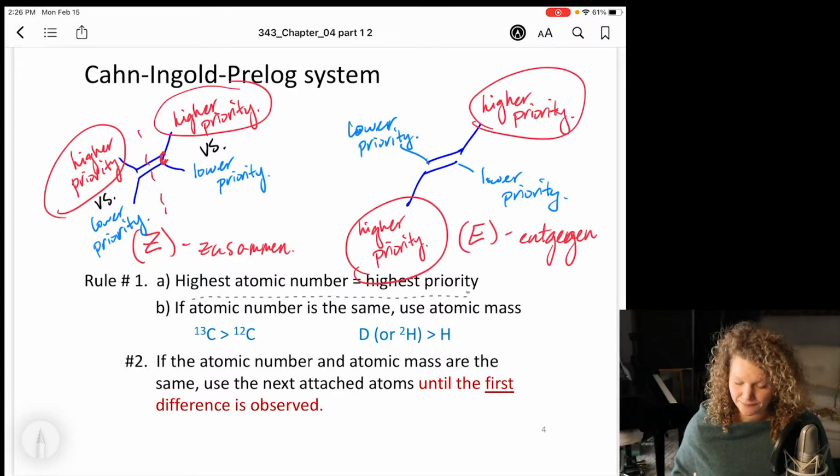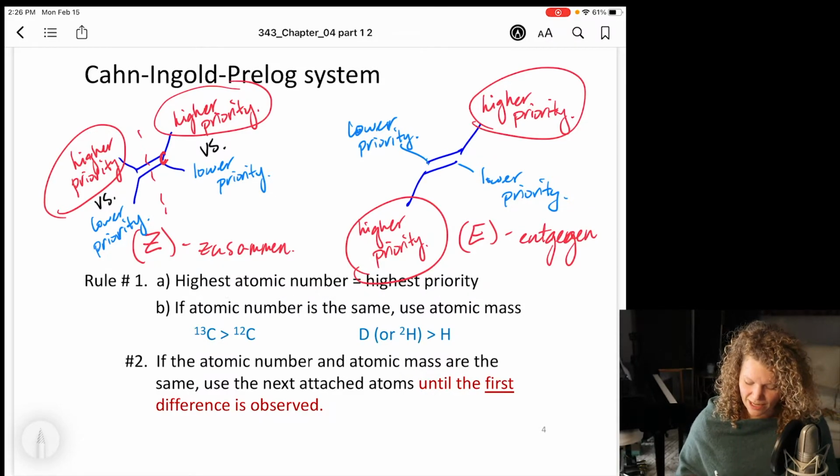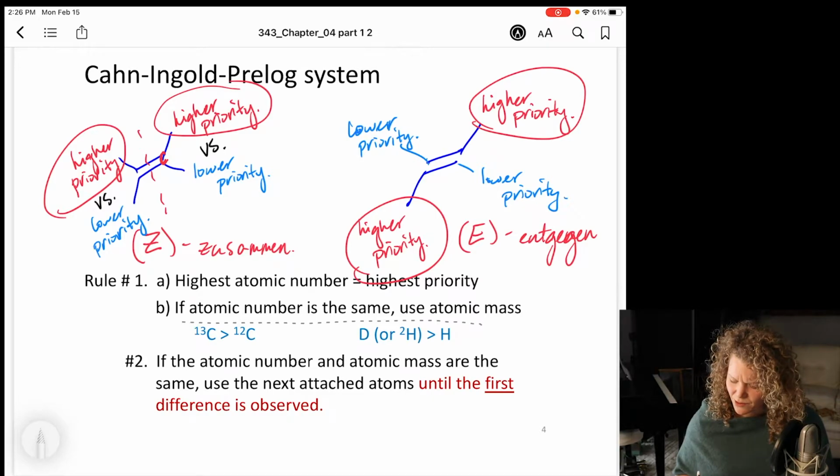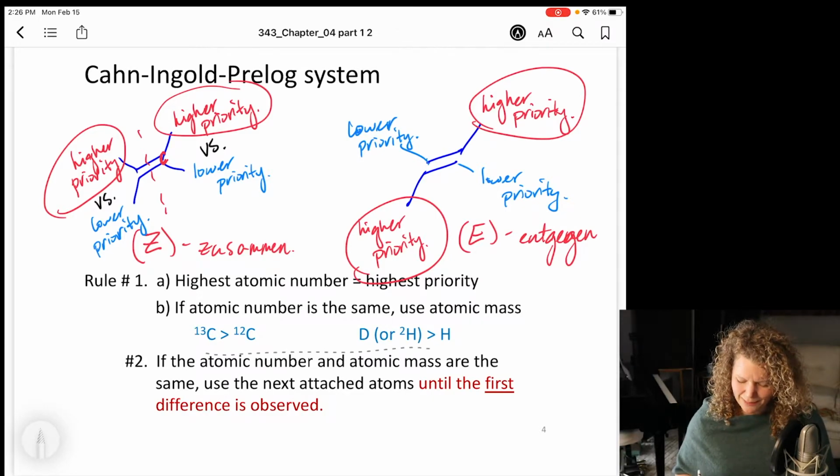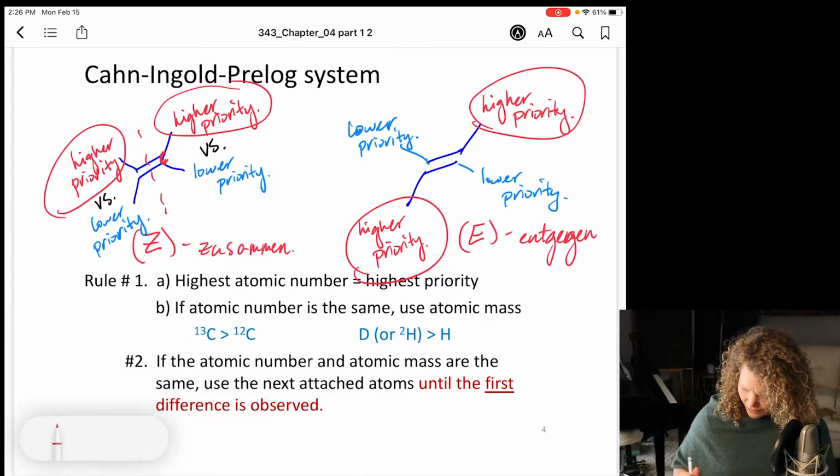highest priority. Okay. And then if atomic number is the same, use the atomic mass. This only applies if you have an isotope. So for example, if you were to have a deuterium versus a hydrogen, deuterium would win. Let's just do a quick example of that.